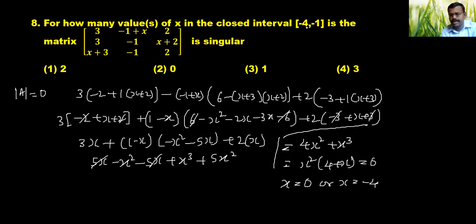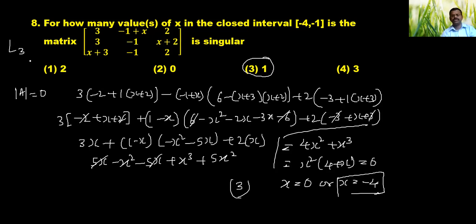Now observe the interval minus 4 to minus 1. In this there is no 0, correct? Minus 4 to minus 1, the interval, 0 does not belong to it. Therefore, only one solution we have, that is x equal to minus 4. Hence, option 3 is the correct answer. Question number 8, 3 is the answer. Once again, this is a level 3 question. It takes almost 1 minute to 1.5 minutes.